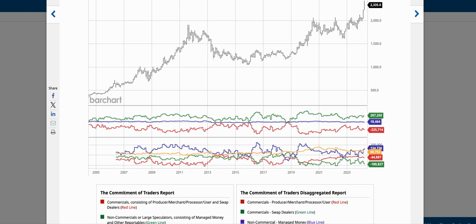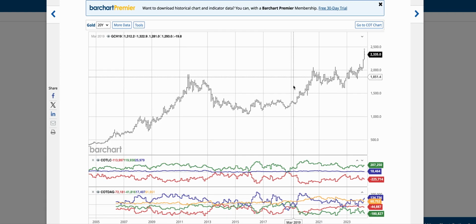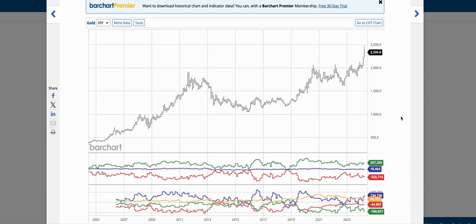Now I will also show you this chart. This is coming from barchart.com, and what we see here is basically the Commitment of Traders report. So what is the Commitment of Traders report? It is a report published, I believe, on the CBOT or CME website, and it is basically the data which shows the different participants in the futures market.